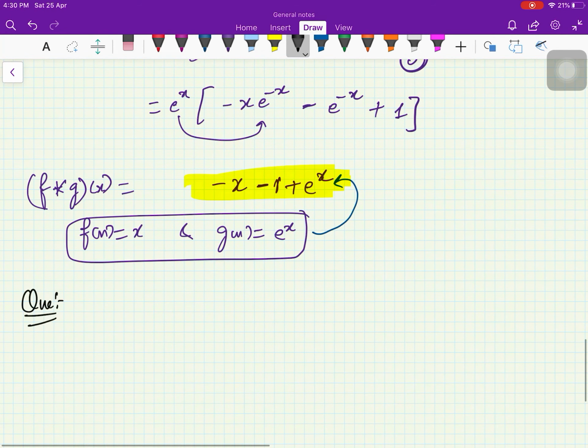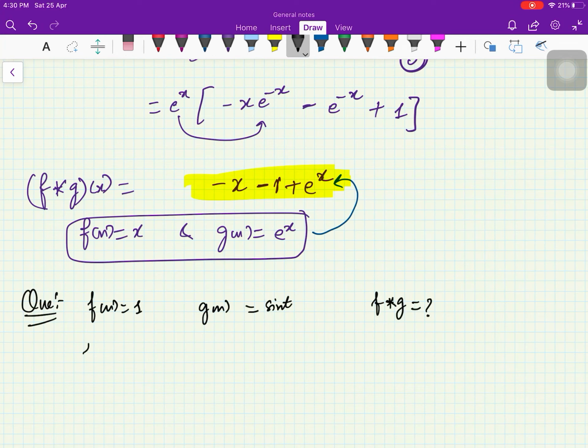You can try f of x is equal to 1, g of x is equal to sine x. You can try what is the convolution f star g, try it yourself. Or f of x is equal to cos x, whatever is the variable here, and g of x is sine x. Then you can try what is going to be f star g, right?